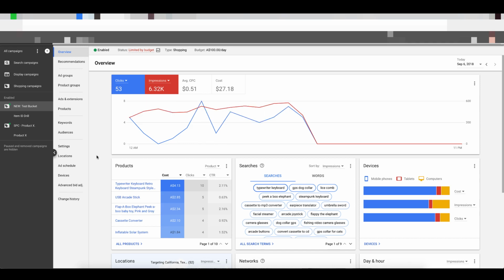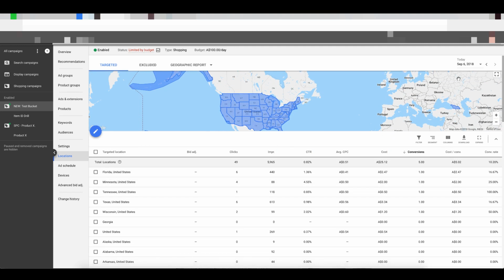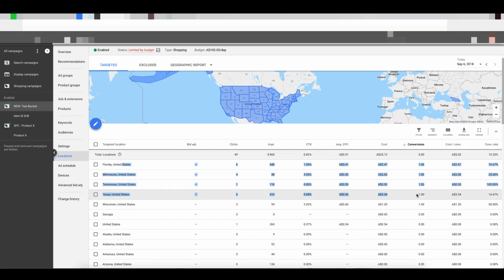Alright, so in this video, I'm going to show you how to make bid adjustments based on locations. So in our test bucket campaign, if we click on locations, we can see we've got all our locations here. If you sort by conversions, we've only been running this for a few days, so you can see the states that have got conversions so far.